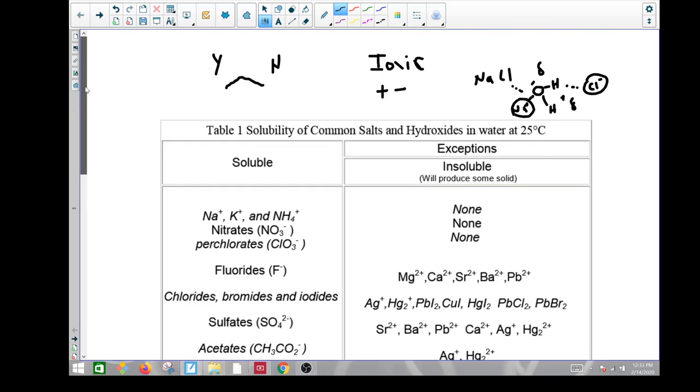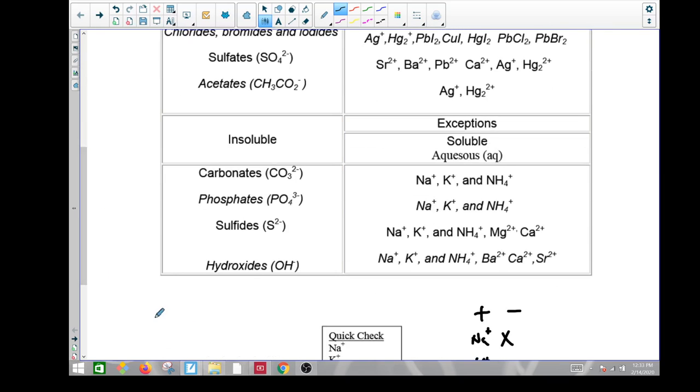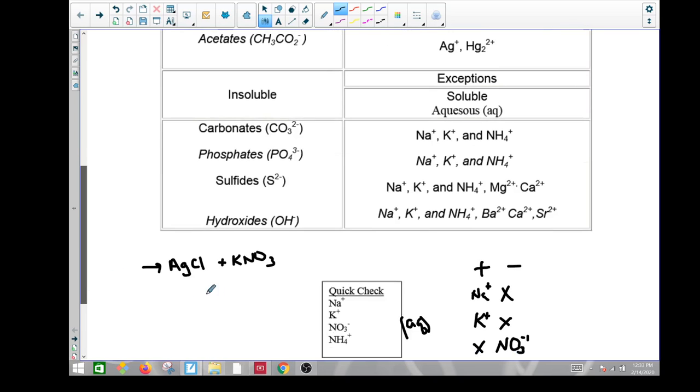So the way this chart works, let's just do a quick little example. Let's say I have a reaction that produced AgCl and KNO3. Okay, so first thing I do is my quick check. Do I have one of my quick checks present? You'll learn these up pretty quickly. Oh, there we have a potassium and a nitrate, so I just need one of them. It would be fine, but we have both. So I put an aqueous here. That means dissolved in water.